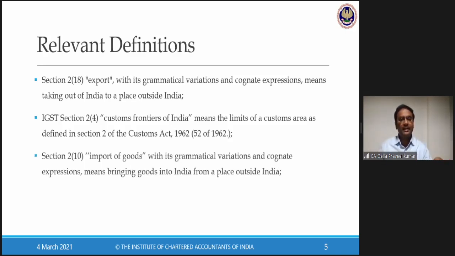Now, here I start my definitions under GST law. Friends, from here, I'm starting my definitions under GST law, import of goods. When do I know the goods have been imported into India? When do I know the goods have been exported out of India? This is how I go to the definitions under customs law. So first, import of goods, with its grammatical variation and cognate expression, means bringing goods into India from a place outside India. So what do you mean by goods being brought into India?